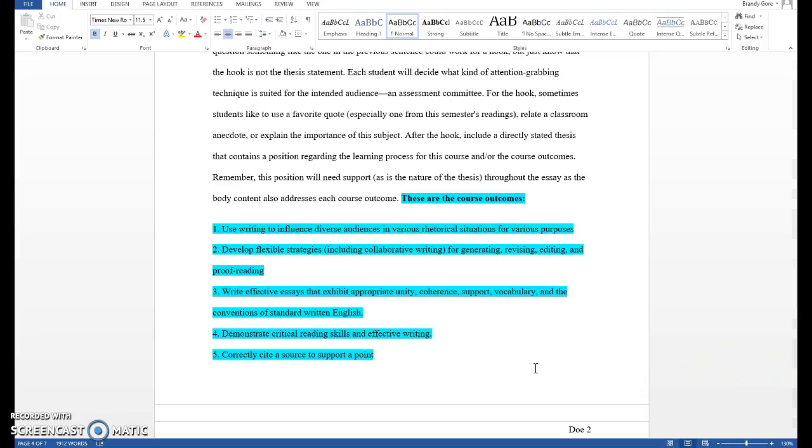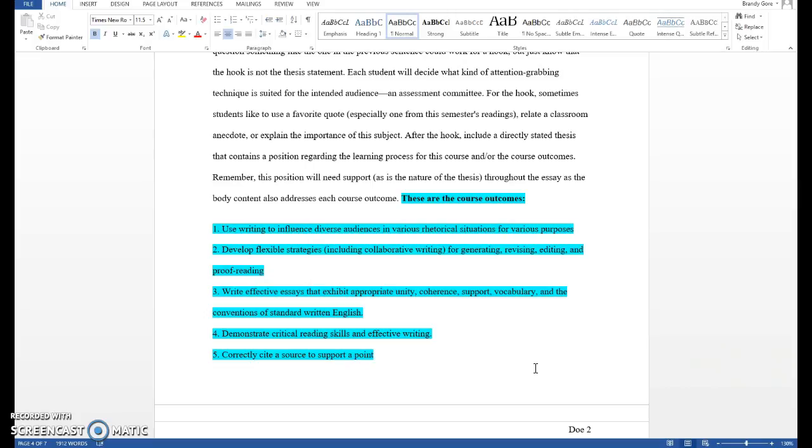Number 2, develop flexible strategies, including collaborative writing for generating, revising, editing, and proofreading. This has to do with the planning work that you completed, the collaborative work in giving feedback to peers and receiving feedback from peers. Any revising that you did, you may have several rough drafts available, so show that work, and of course show your final essay as well. Those are the different stages of writing.